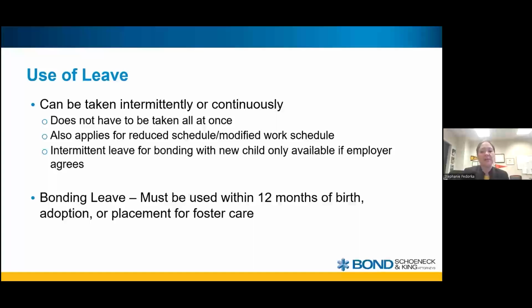Intermittent leave for bonding with the new child is only available if the employer agrees. I think what I see more commonly is that the employer does allow that, right? If an employee wants to take intermittent leave for bonding with that new child in that first year, they will allow that to occur. But in some cases, it might be disruptive or it might not be workable. And so if you choose not to allow intermittent leave, again, you should decide what your policy is and communicate with employees in your written policy whether or not intermittent leave for bonding with a new child will be available.